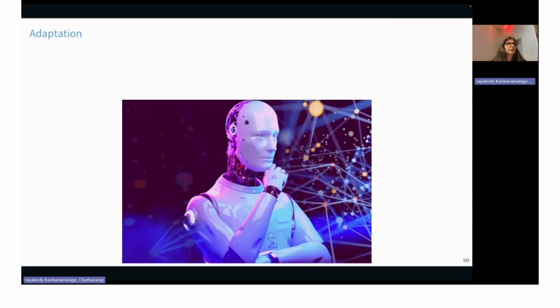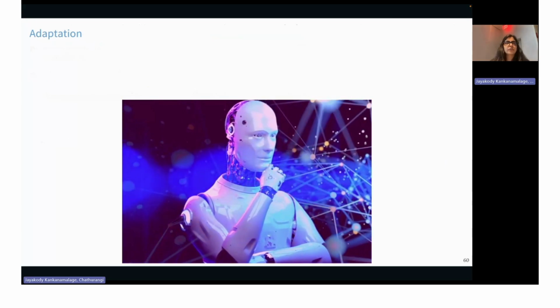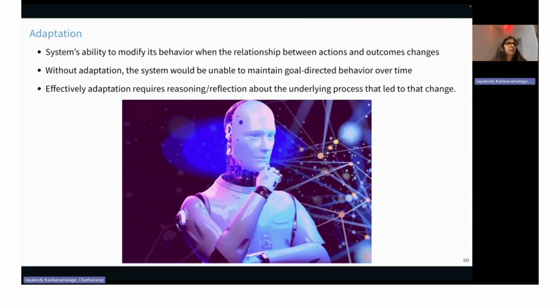The third most important condition for functional agency is adaptation. How well is my agent able to modify its behavior when the relation between an action and an outcome changes? If I don't have this adaptation, the system won't be able to maintain goal directedness. It would be stuck at a given point if I change something in my environment. So we definitely want effective adaptation so that it can reason or reflect about the underlying process that would lead to any given change that we have seen.